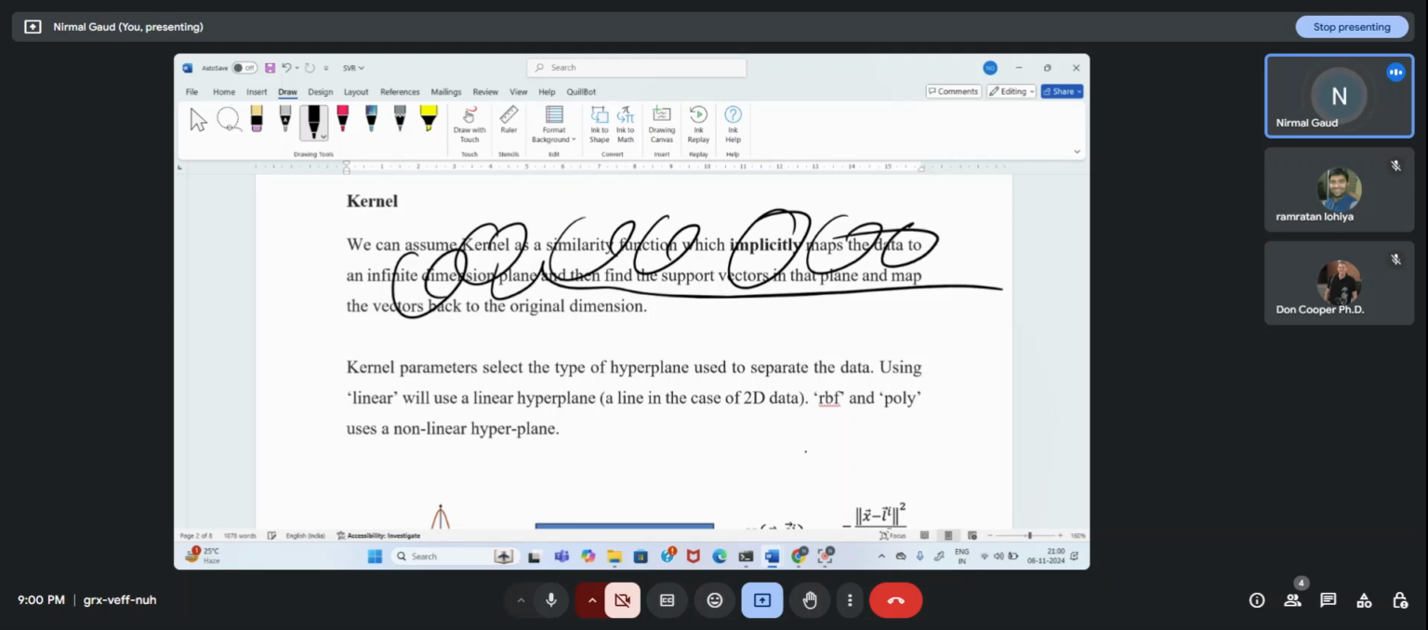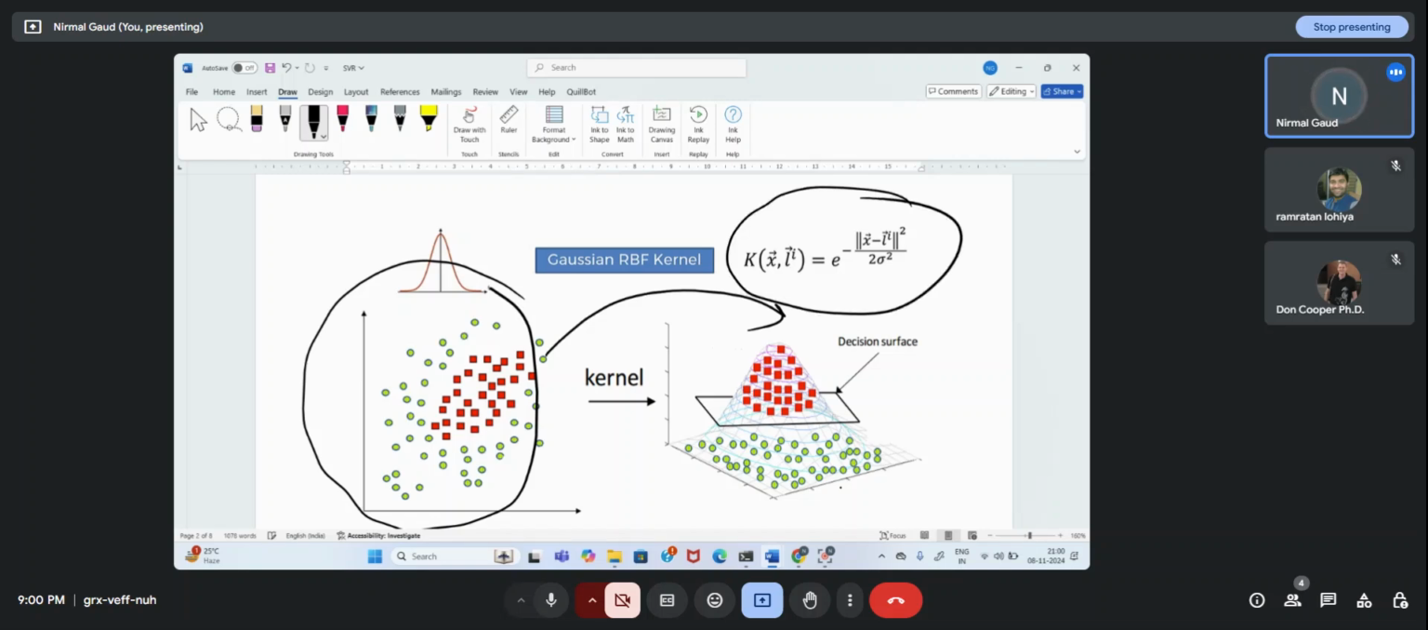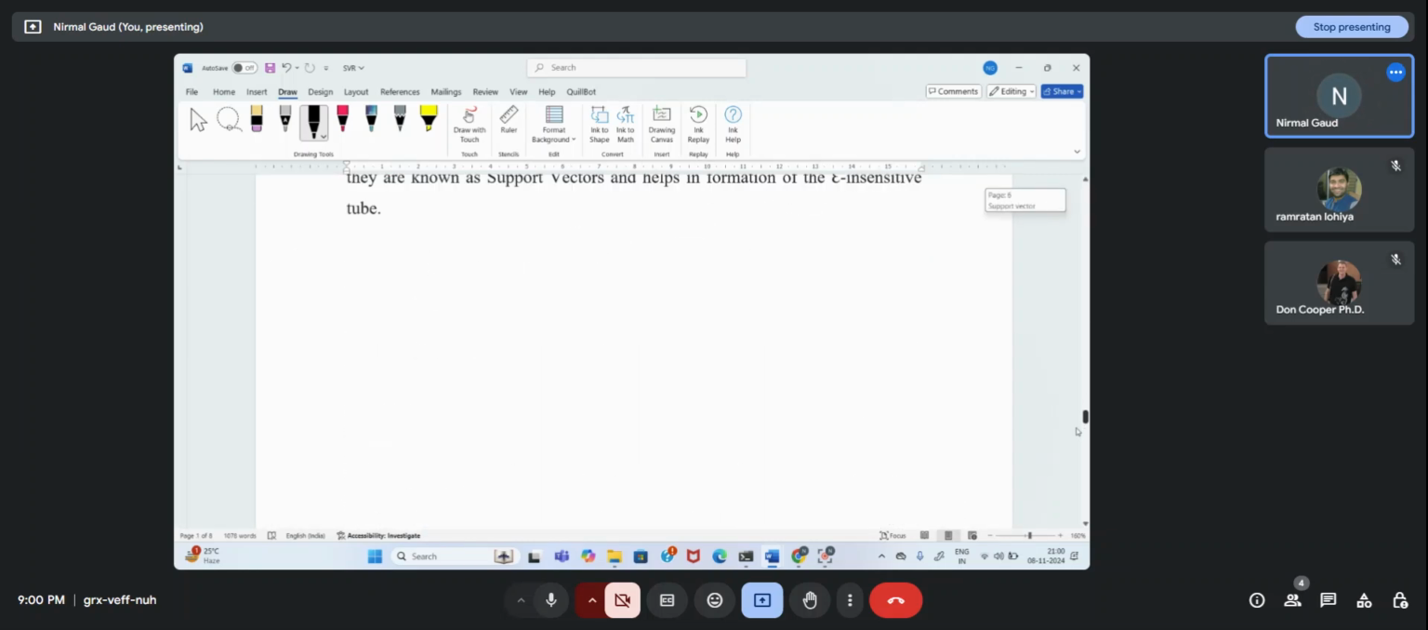Here, mapping has been done. Here, we have to map the data in kernel. If data is present in this way in 2D, convert it into 3D in this way. This is RBF, that is Gaussian RBF. Gaussian you very well know: e raised to the power minus (x minus mu) squared upon 2 sigma squared, times 1 upon square root of 2 pi. So that's Gaussian.